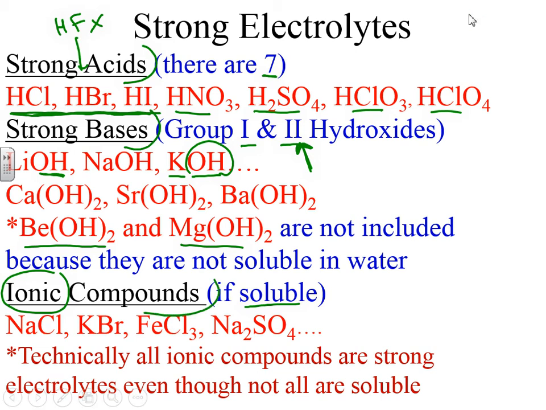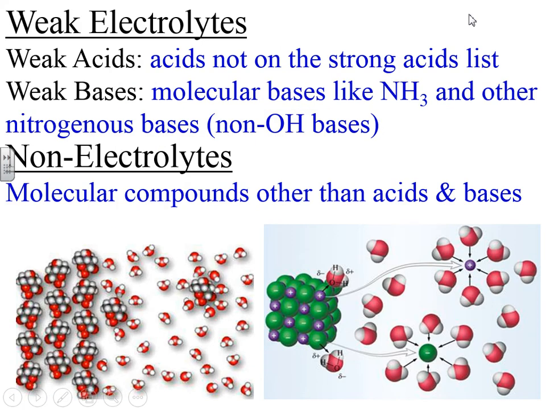Weak electrolytes then contain weak acids and weak bases. The weak acids are the ones that are not part of the strong acid list, so most of the acids out there, thousands of acids, are actually weak. You only have 7 of the strong. And then there are thousands of weak bases out there called molecular bases. They're usually nitrogen-containing bases, the non-hydroxide bases, not metal hydroxide bases. They are weak electrolytes. And then your non-electrolytes are your molecular compounds or covalent compounds, other than acids and bases, because remember, acids and bases can also be considered molecular.